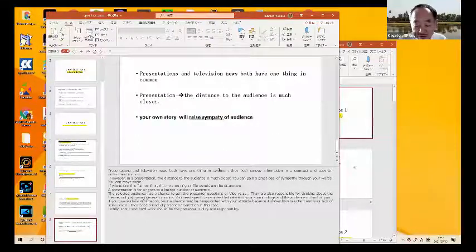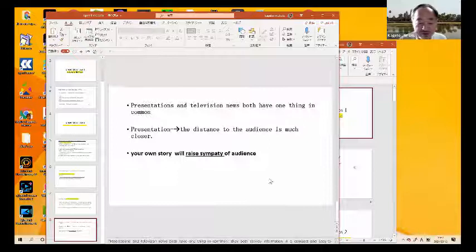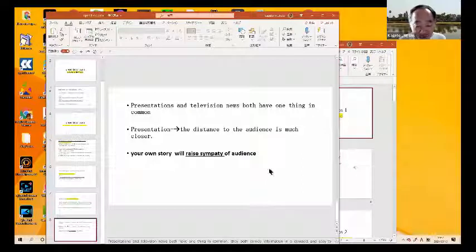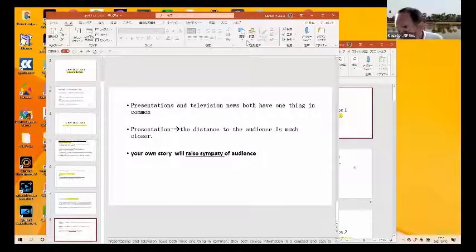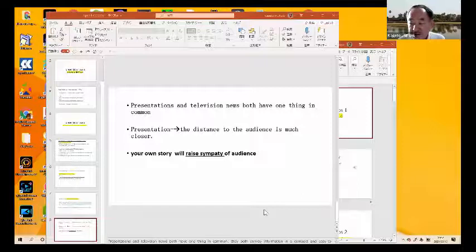And next part, what's the presentation? Presentation and television news both have one thing in common. I hope your presentation keeps a very close distance to the audience. Do you understand? So you are there behind the screen, but I'm doing the presentation. It's not different from the announcer in the TV show.